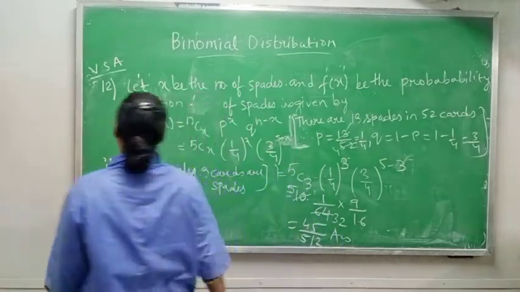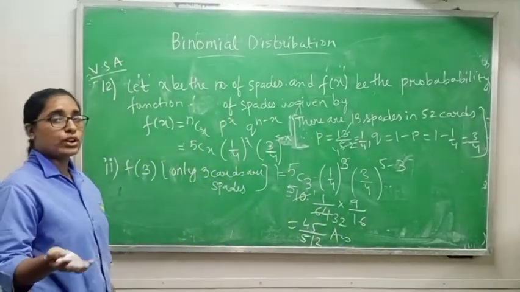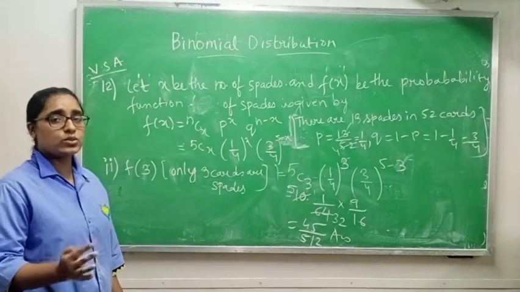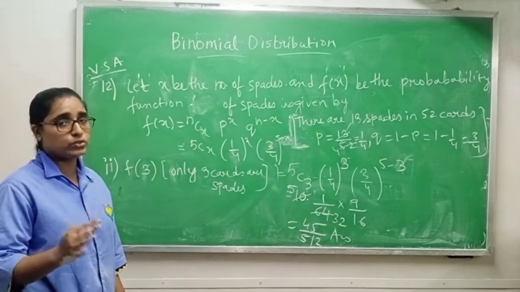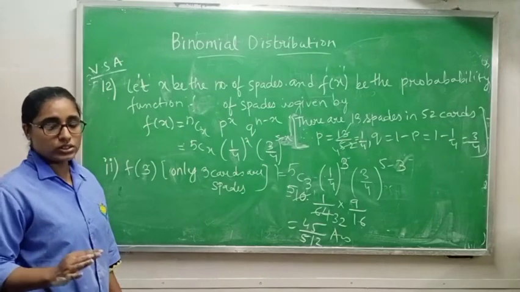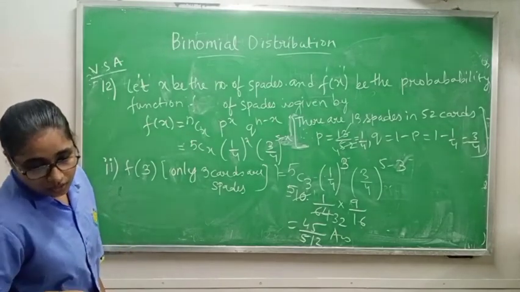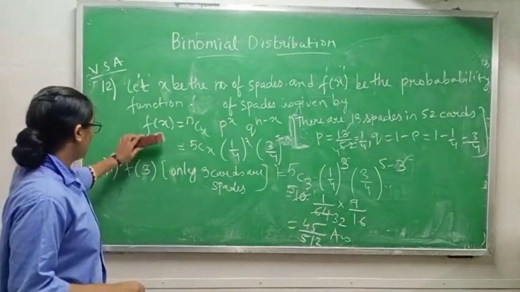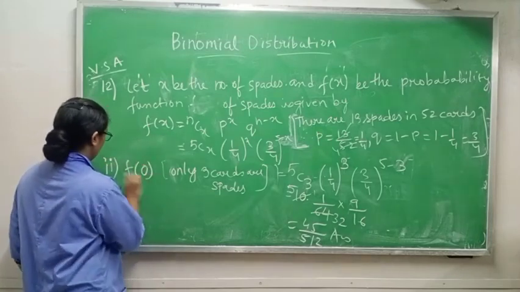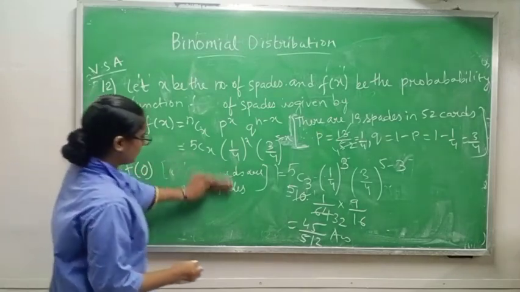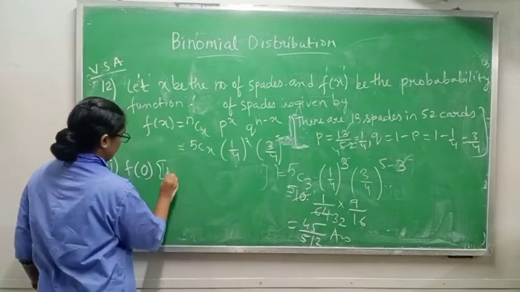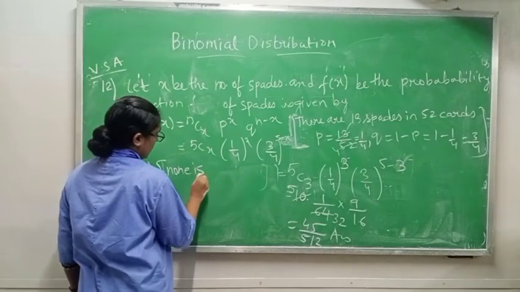So at that time x value will be 0 because we are drawing only 5 cards, means x value now we will take 0. Why? Because we are not drawing any spade, because it is written none is a spade. Okay, now f0 we have to write here Roman 3. None is spade.